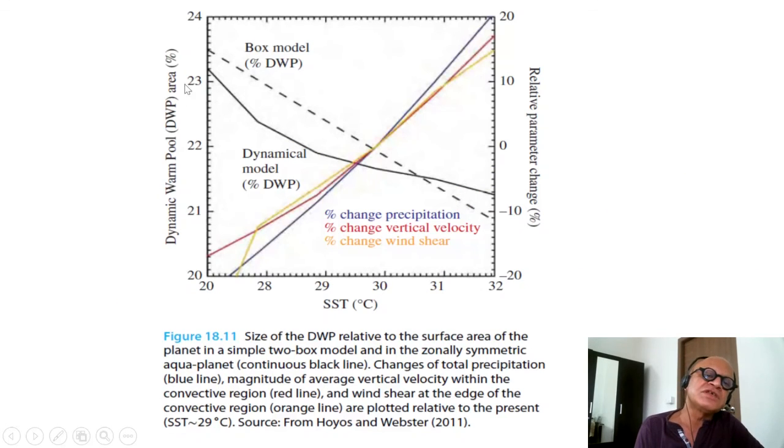Okay, so you can see that the dynamic warm pool is here, decreasing by a few percent only, whereas the relative parameter change is shown here in terms of the forcings or the different responses. So here is the change in precipitation in blue, which is this line, looks almost black. Much larger increase in the precipitation, in vertical velocity, and change in wind shear.